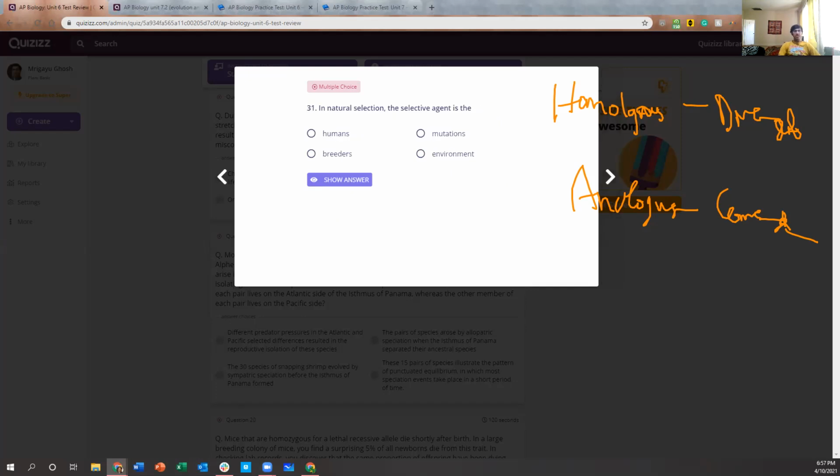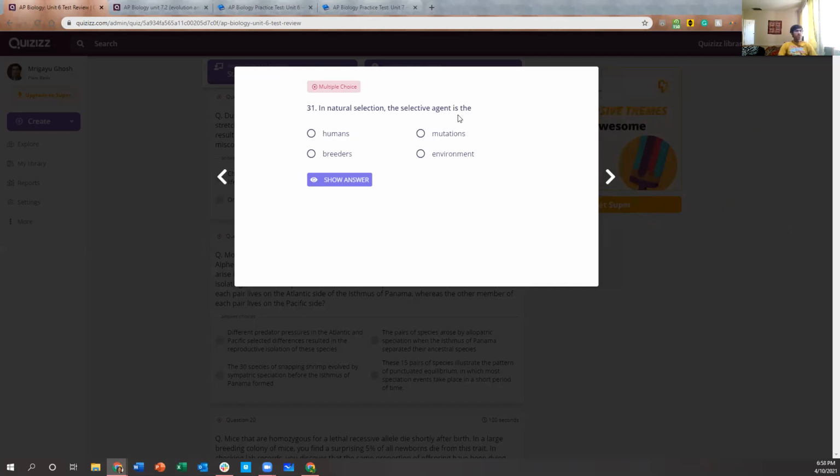Okay, in natural selection, the selective agent is the environment, right? The environment is selecting. Humans and breeders would be artificial selection. Mutations aren't the ones selecting. Mutations are kind of a mechanism, right? We talked about the 5 mechanisms of evolution. Mutations are a mechanism of evolution, and generally through natural selection. So environment is the selective agent.